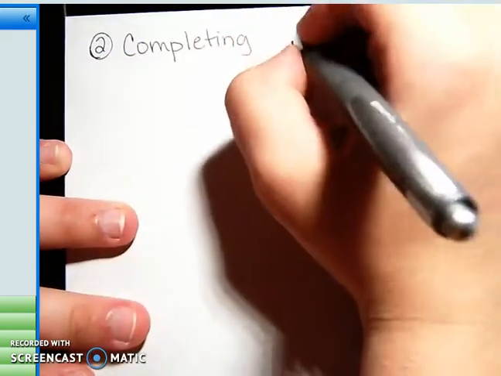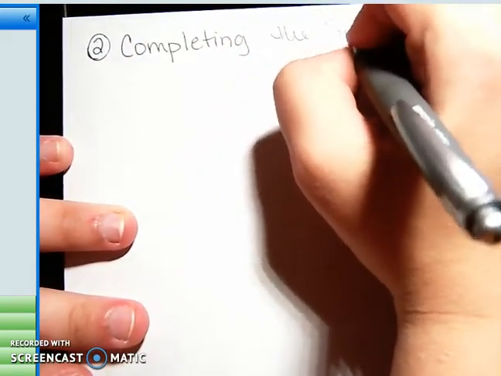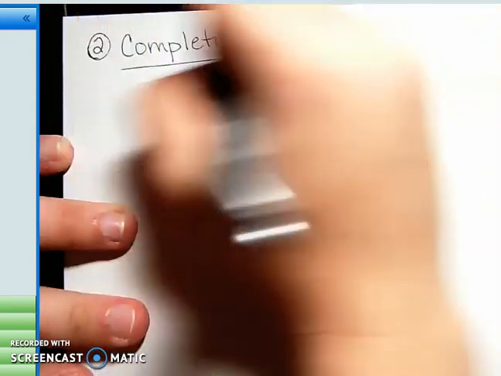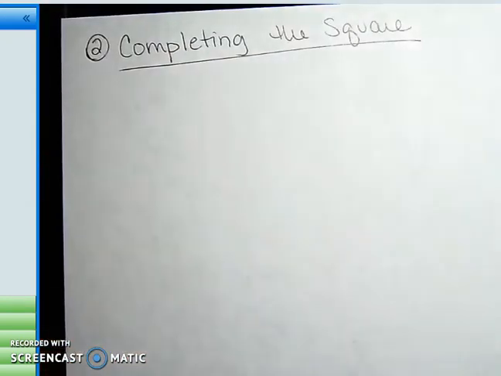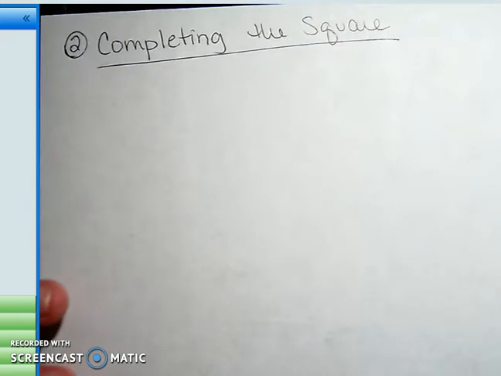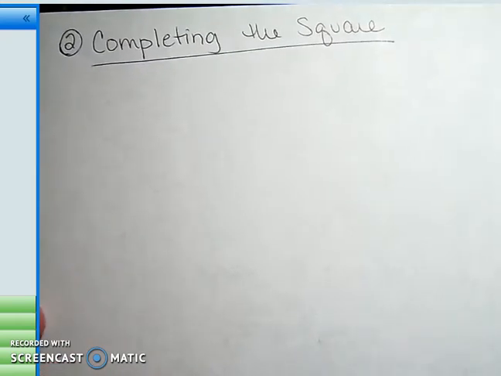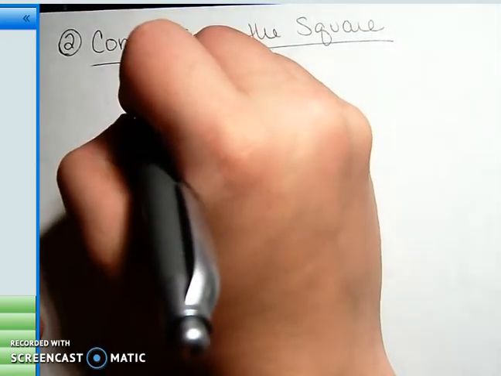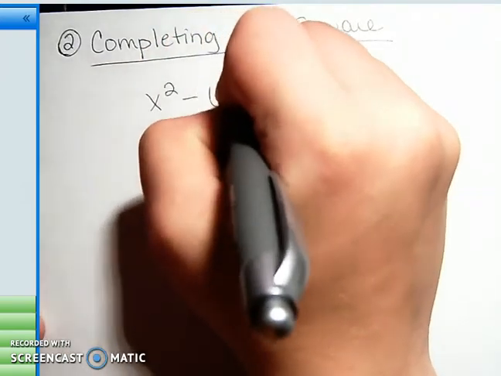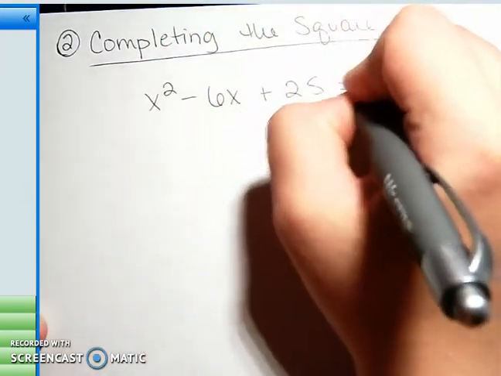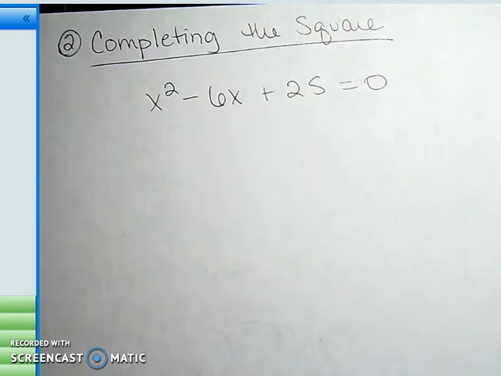Because this is a new topic for you, I would assume it would be on your final exam, being the county exam and the state exam, just because it's brand new. So an example to start off is x squared minus 6x plus 25 equals 0. This problem is not factorable because there are no factors of 25 that give us negative 6. You could use the quadratic formula, but because 25 is a little bit bigger, you might not want to.